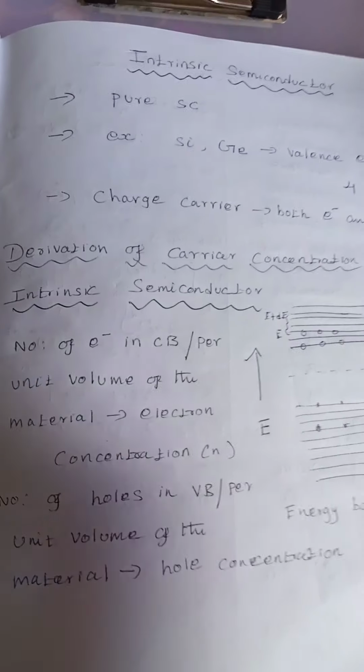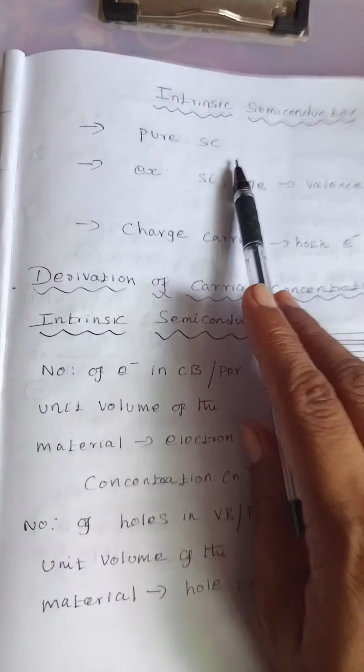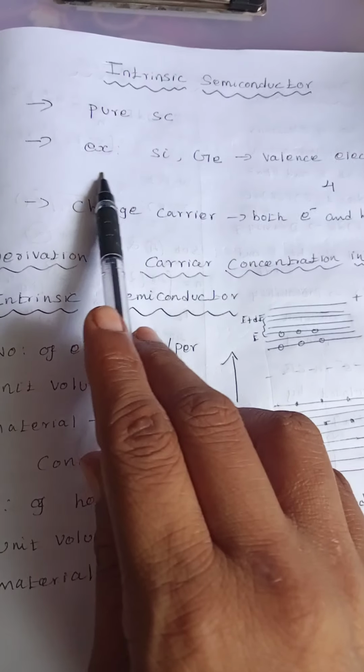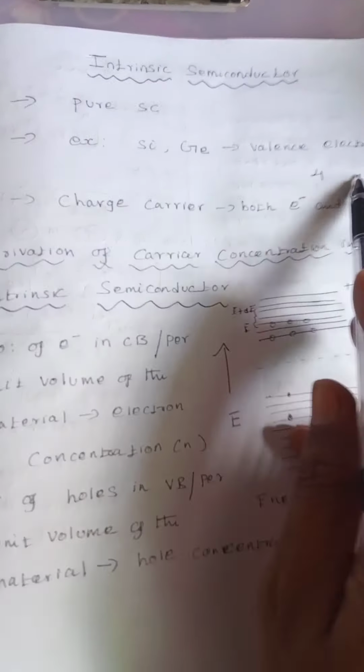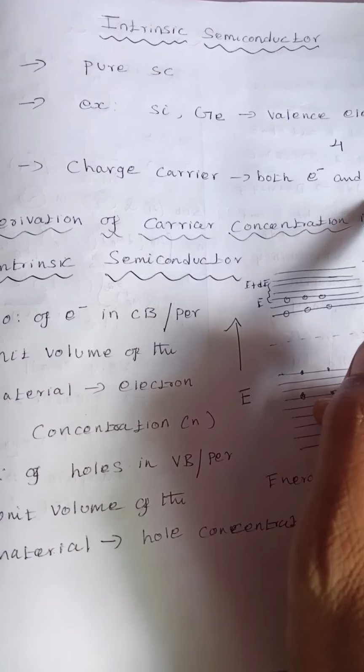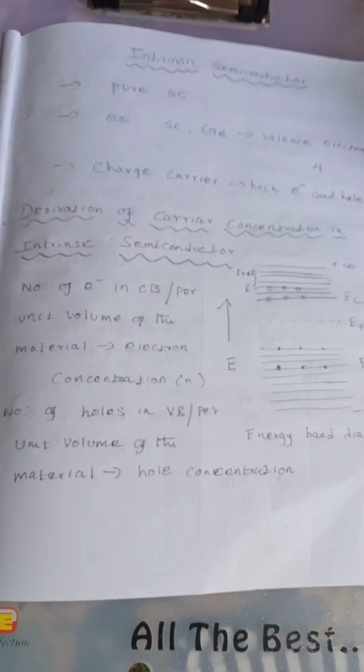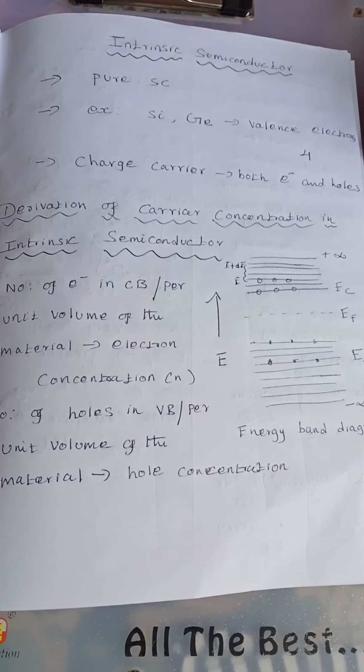We know that an intrinsic semiconductor is a pure semiconductor. Examples of intrinsic semiconductors are germanium and silicon, and we know that the valence electrons are 4. In an intrinsic semiconductor, both the charge carriers are electrons and holes. Now we are going to derive the carrier concentration in an intrinsic semiconductor.